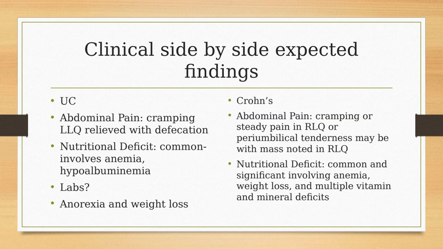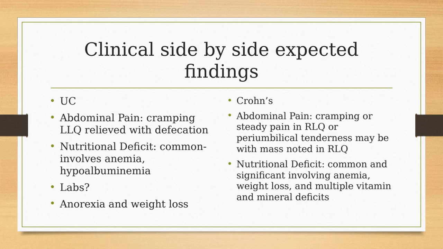I'm holding you to location for UC versus Crohn's, presentation of the diarrhea between UC and Crohn's, and understanding that malabsorption is more weighted with Crohn's than with UC. But you're looking at pernicious anemia across the board for both. You can see a significant loss of multivitamins and mineral deficits, and you have weight loss and anemia with both.